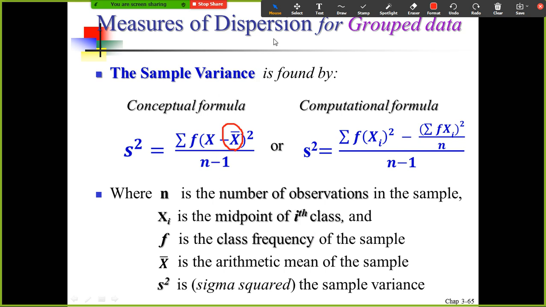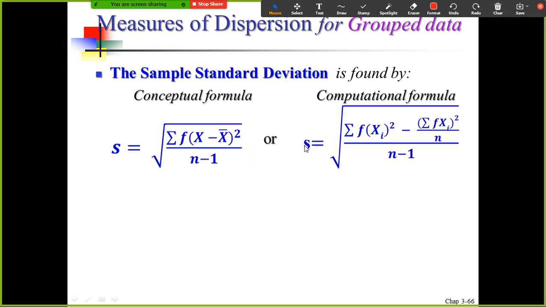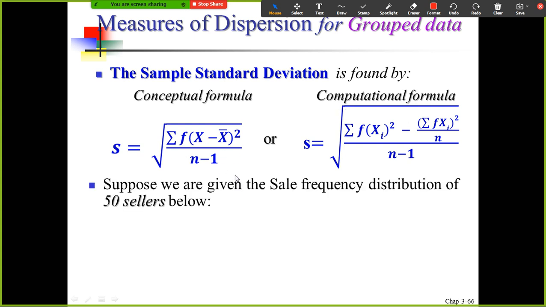But again, just note that if you are using the conceptual formula, you need to find the arithmetic mean or group data. But if you are using the computational formula, you don't need to find the arithmetic mean or group data. So this is the difference between the conceptual formula and the computational formula. Yes, when you have a variance, you can find the standard deviation, just take the square root. Okay, let's go to practice.